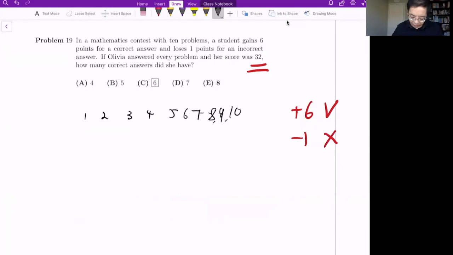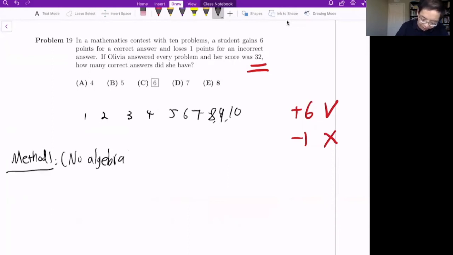There are two methods to solve this one. Method one is no algebra. We are not going to use any algebra. It's pure arithmetic. This is the classical way to solve the chicken rabbit problem. What we can do is assume all answers are correct.